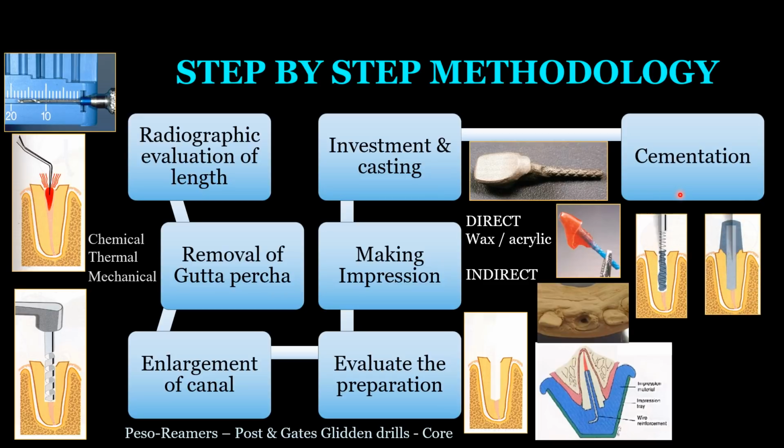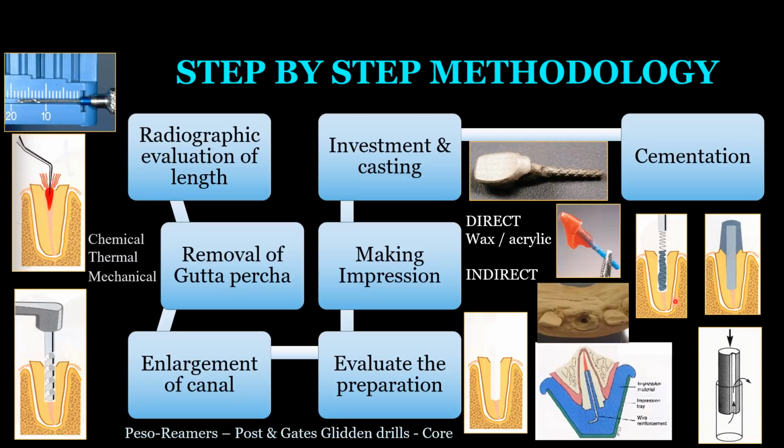For cementation, we have to place the cement in the thin canal space. For this we use a Lentulo spiral. That is the instrument which is used for placing the cement. Over it we place the post gently and we build the core over it depending on the material that we are using. We make a groove in the post.